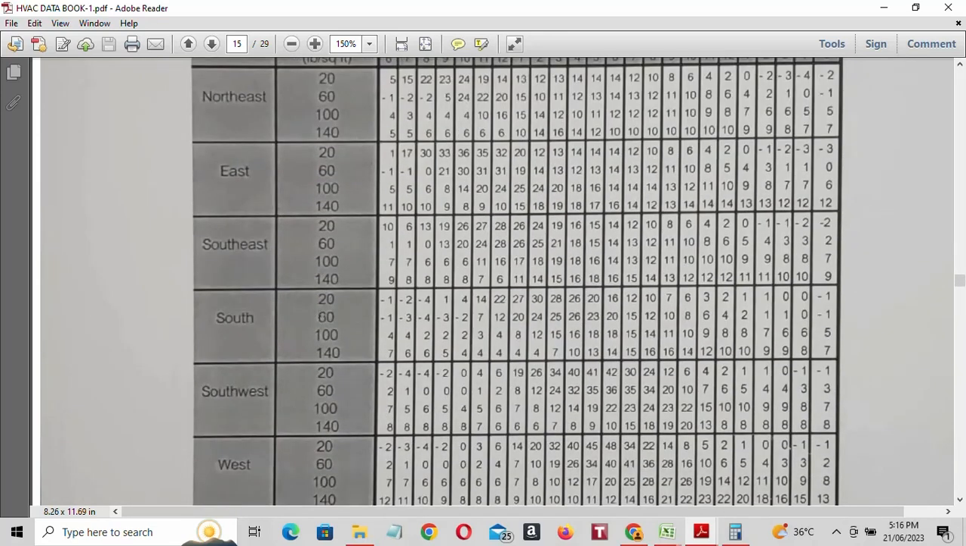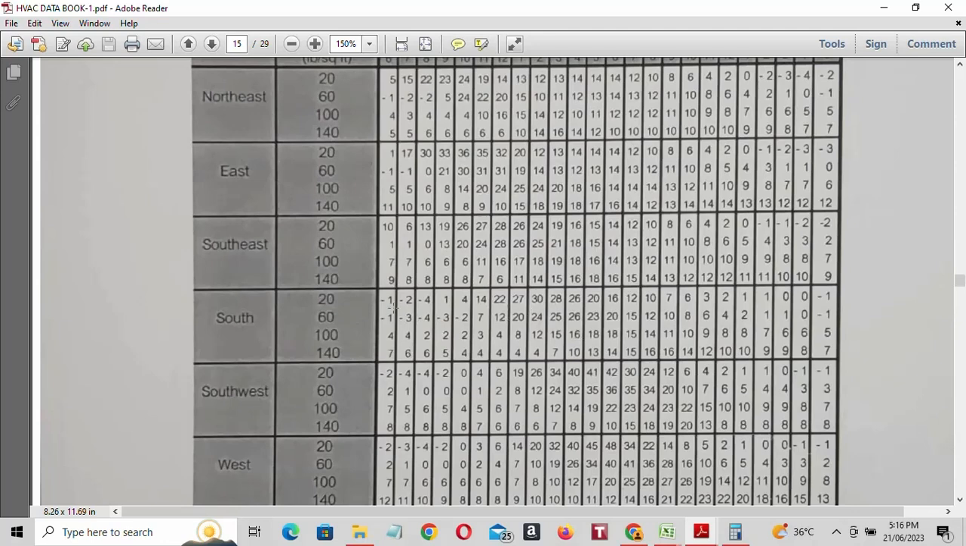Okay, so here 80 is not there, so what we have to do, we have to take the highest value in the 60 row and the highest value in the 100 row and get the average. Here for 60 we take the highest value, that is 26, and for 100 the highest value, that is 16. 26 plus 16 is 42, divided by 2 is 21, meaning for 80 we will get 21. So equivalent temperature difference is 21.